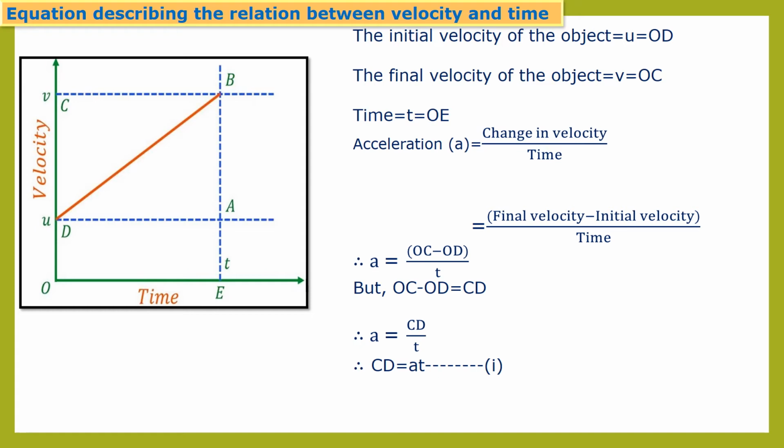From the graph we can say, children, that OC minus OD is nothing but CD. So instead of OC minus OD we can write CD upon t. Therefore a is equal to CD upon t, so CD is equal to a into t. That is equation number 1.